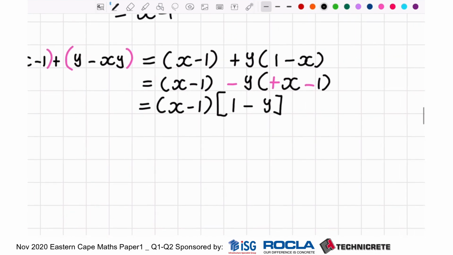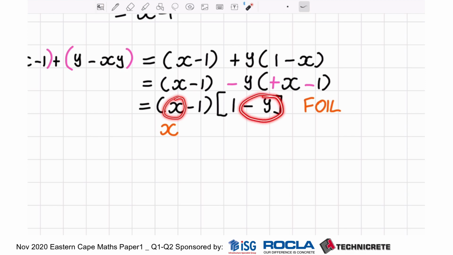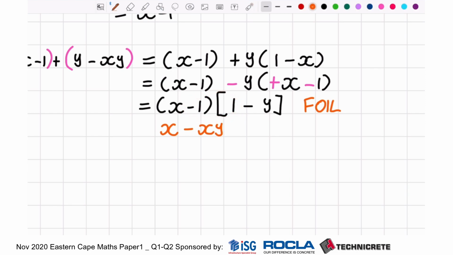And if you're unsure, again, you can use FOIL and multiply everything back out together to check that you did the right thing. So I'm going to have my first terms here multiplied together is x. My second term, the outer terms multiplied together is x times negative y. And so the product is going to be negative xy. The inner terms is this negative 1 times positive 1. So I've got negative 1. And then the last terms multiplied together are going to give me a positive y.